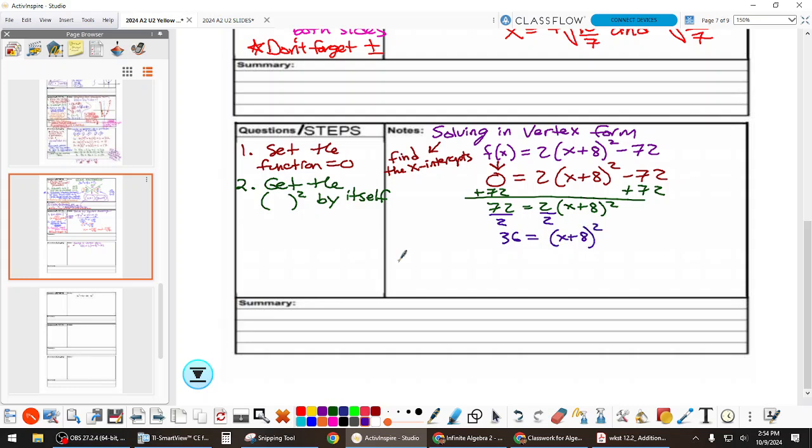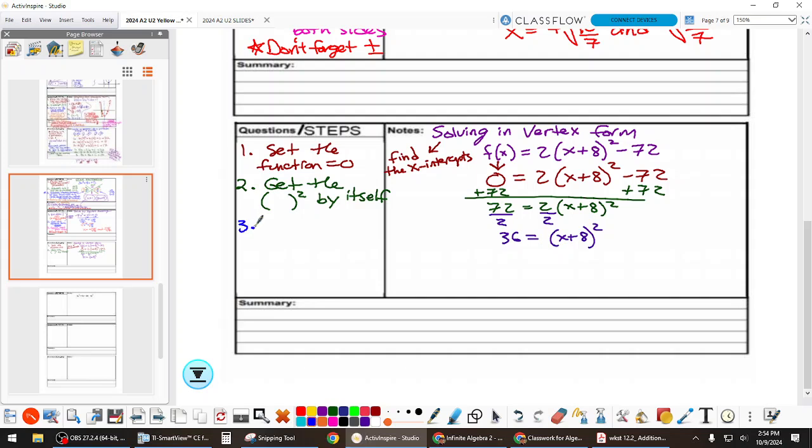Okay, you may not distribute the 2, so you can't do that because of the squared, so that would break order of operations, so please don't do that. And also we can't subtract an 8, like right here I can't subtract 8 out. That would also break order of operations. So this way that I'm showing you is the only way to do this correctly.